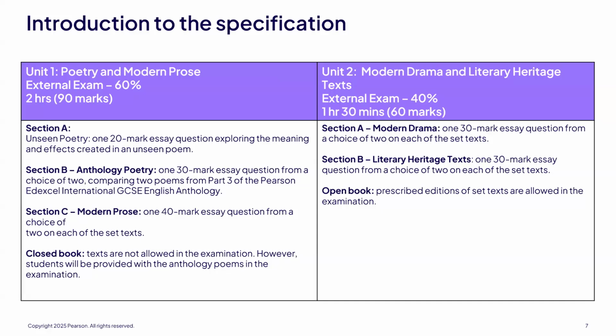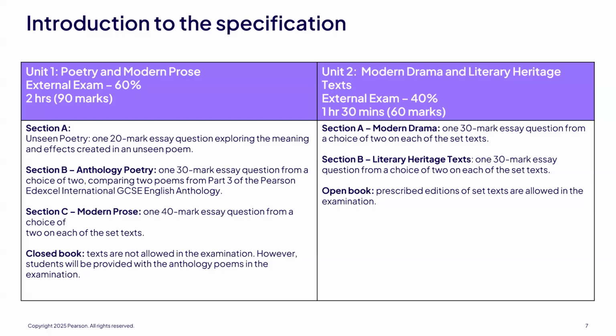So there are 2 units for the modular. There's Unit 1, which is the more heavily weighted unit. It's 60% of students' final grade. It's a 1 hour 45 minute exam and students answer 3 questions. So they answer a question on unseen poetry. They answer a question on anthology poetry, which is on the 16 poems that they study or have studied with you in the classroom. And they answer 1 question on the modern prose.